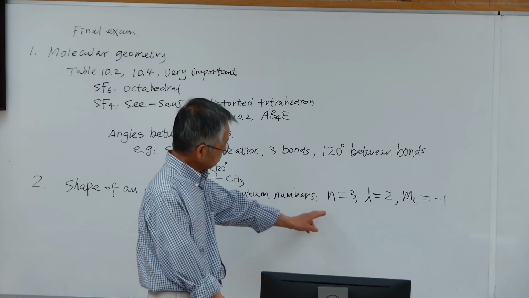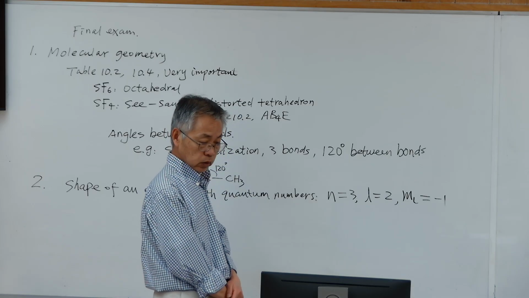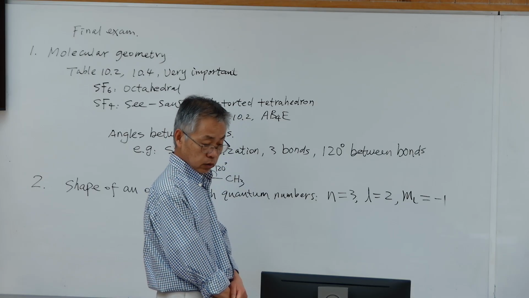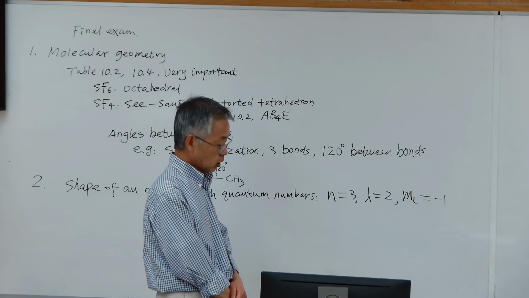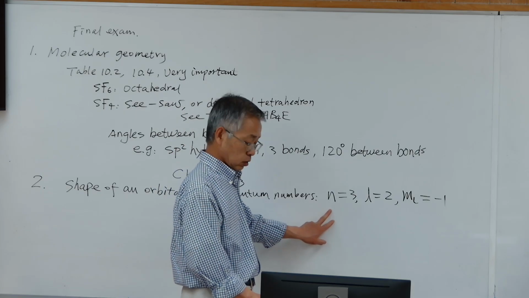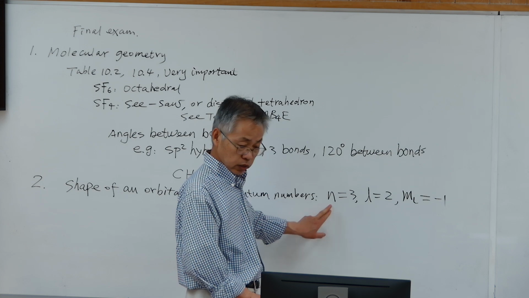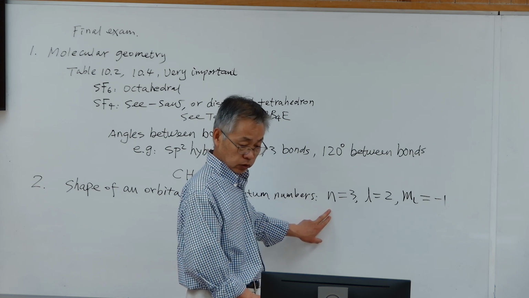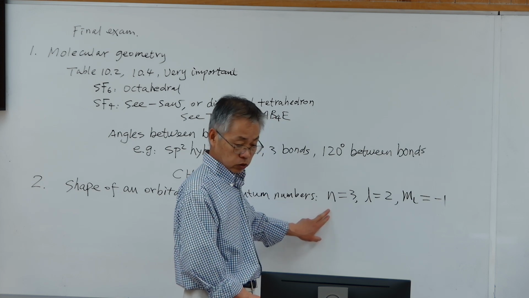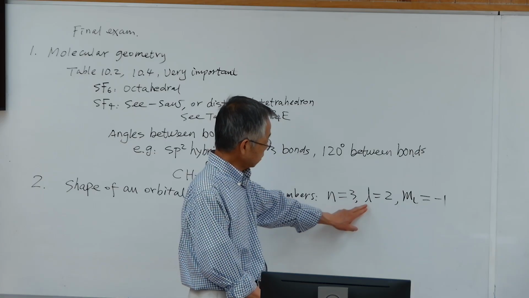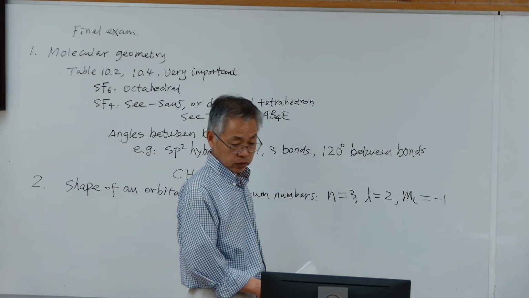N is the principal quantum number. It determines the distance of the electron from the nucleus. The larger n, the further the electron is from the nucleus. N=1 is here, closest to the nucleus. N=2 is here, n=3 is here. L determines the shape of the orbital.